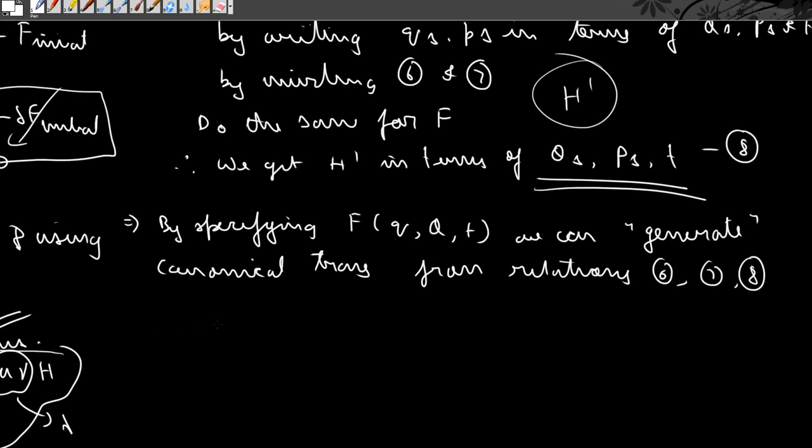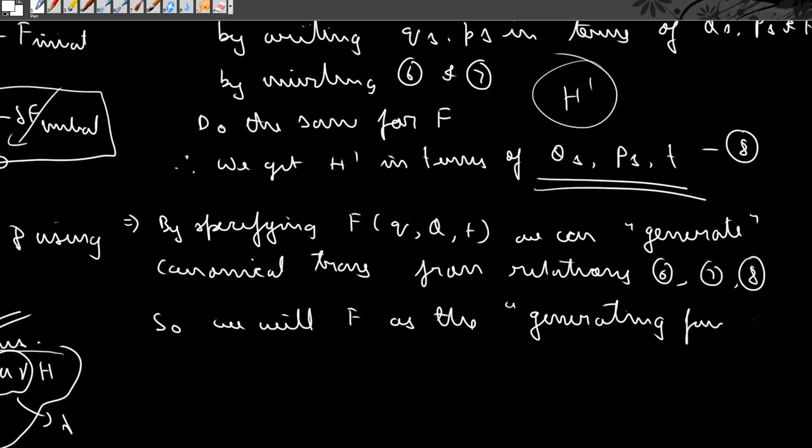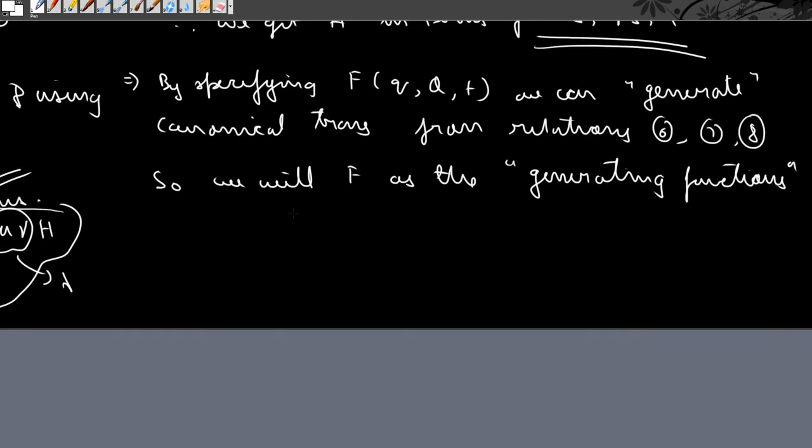So this is why we call f the generating function, because by knowing f we can generate a canonical transformation in this manner. Okay, we will see examples to make this clear in the next video.